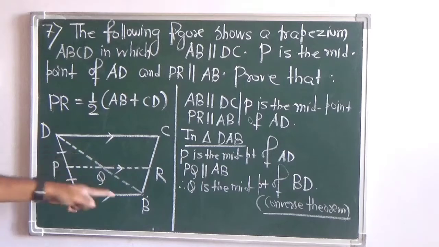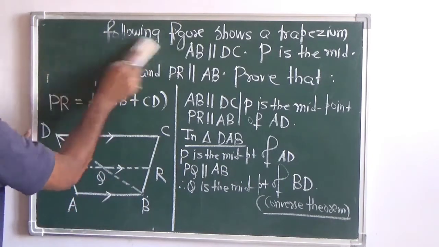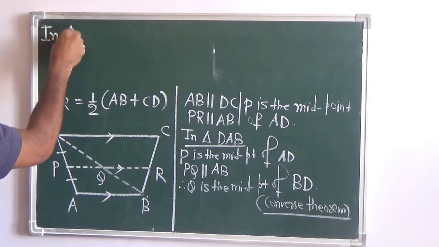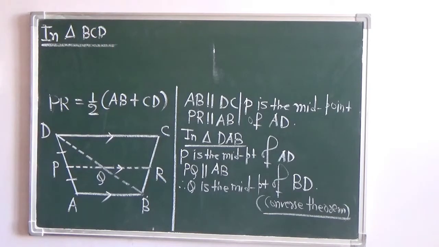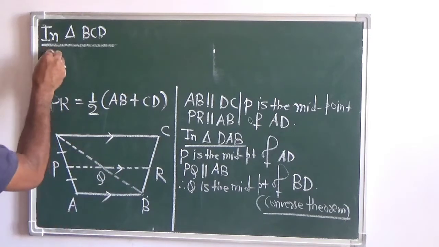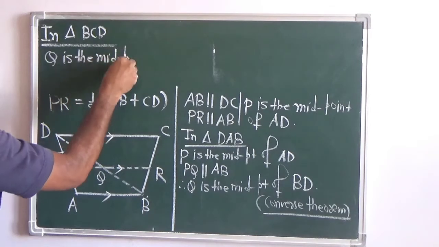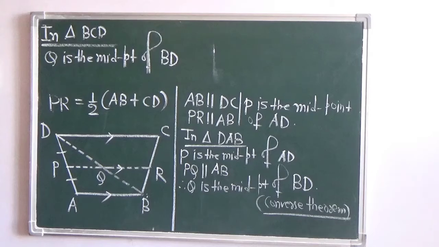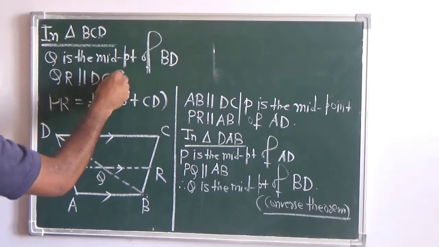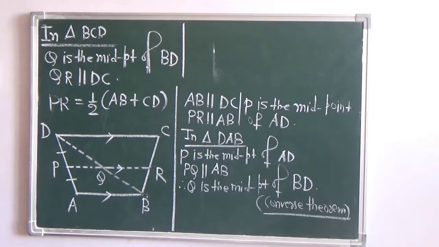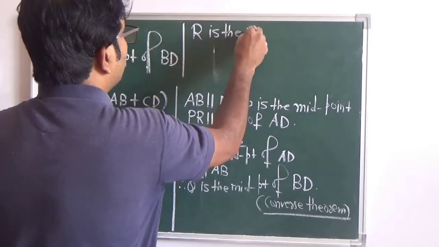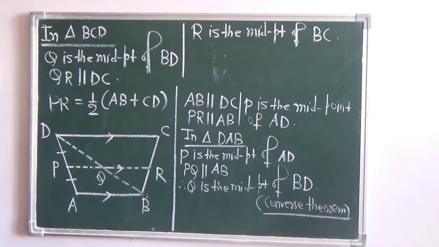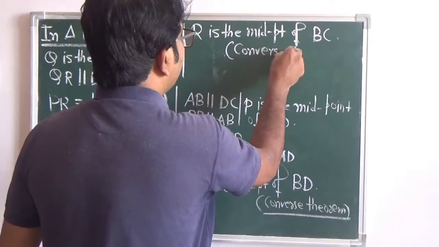So again move on to this triangle BCD. In triangle BCD, what do we have? Q is the midpoint of BD, which you have just obtained. QR is parallel to DC. So you can say that R is the midpoint of BC. So in both the cases we have acquired the result by applying the converse theorem.